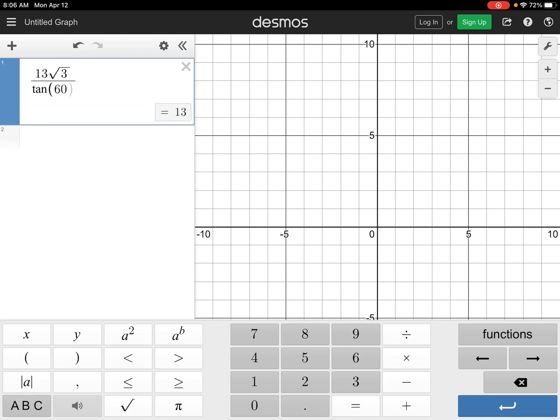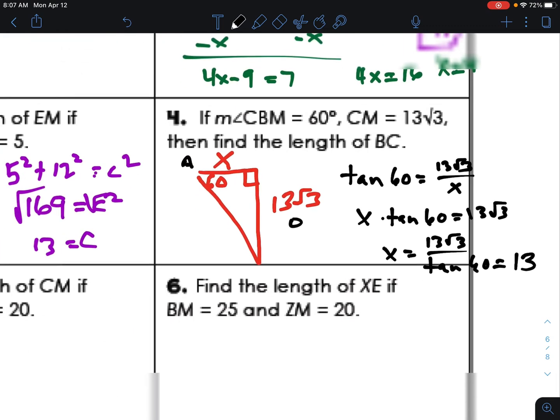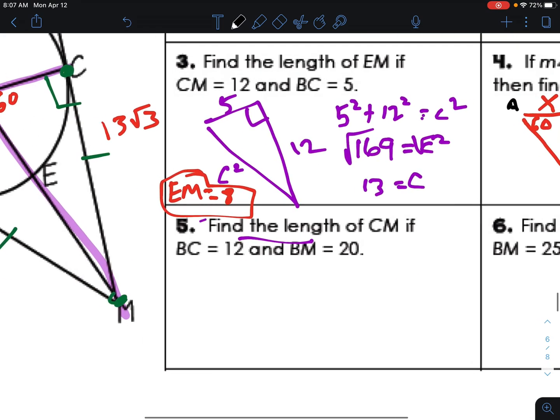Yes, there is an easier way to get the answer, but we didn't have time to go over 30, 60, 90 triangles. So we use trig because trig will get us where we need to go. Right triangle math is either trig or Pythagorean theorem. Okay? So the length of BC is 13. We did that using trig. All right. Find the length of CM.